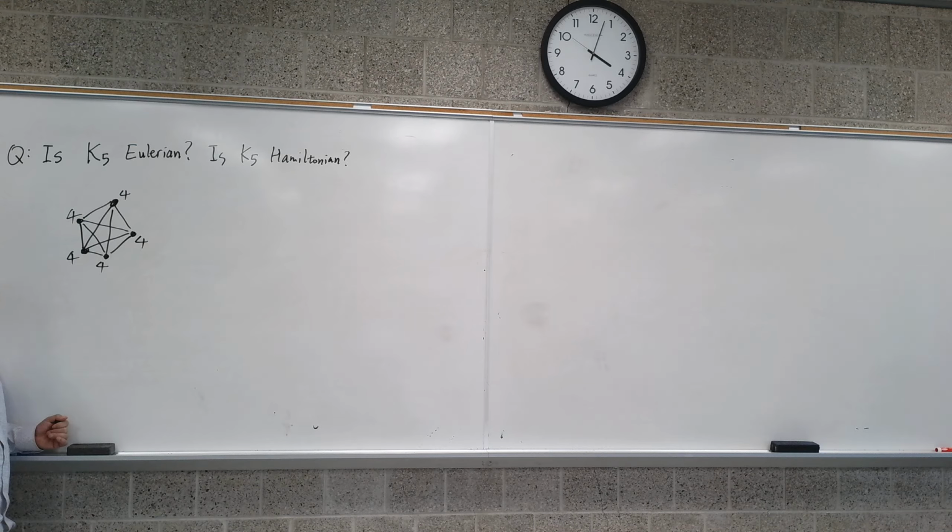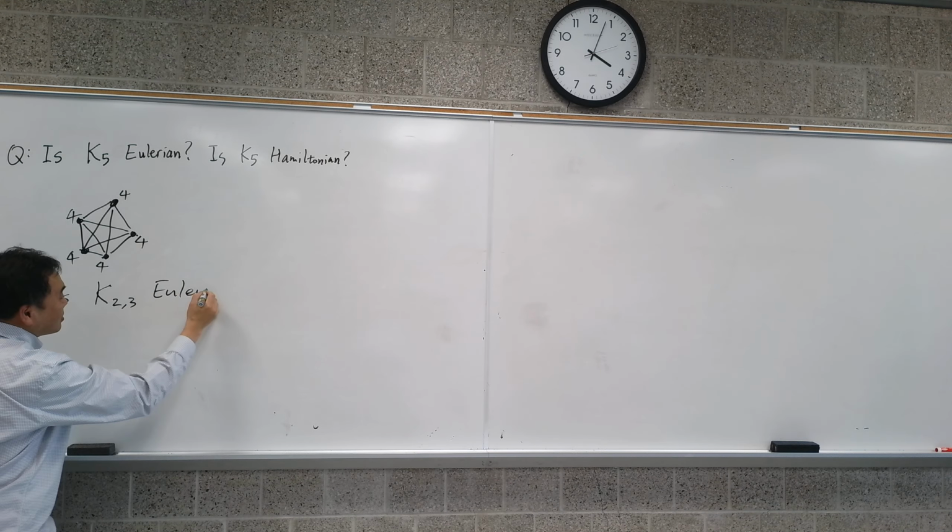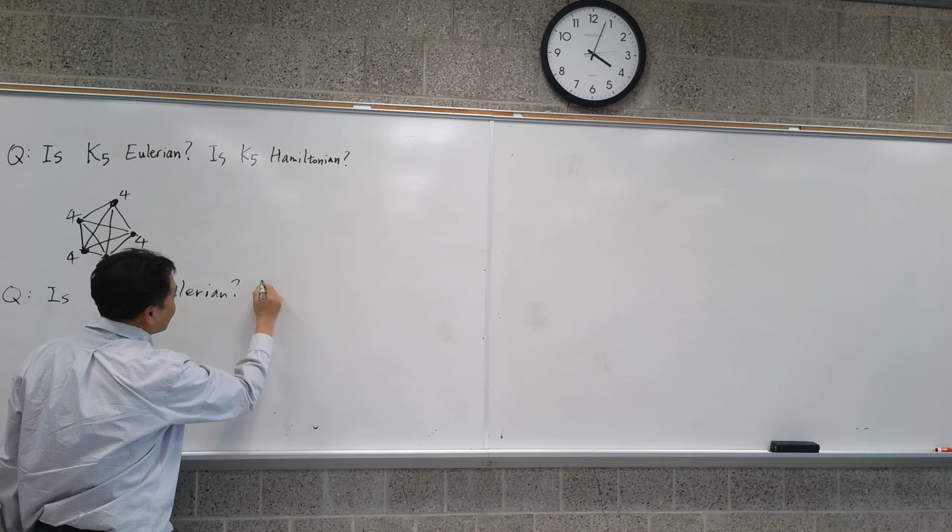Well, that's even easier. You start from here, go around, come back, done. It's Hamiltonian, obviously, right? Good? All right. Okay, let's ask a second question. Is K23 Eulerian? Hamiltonian?